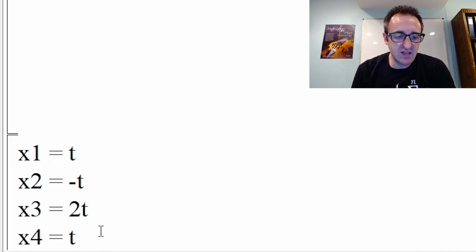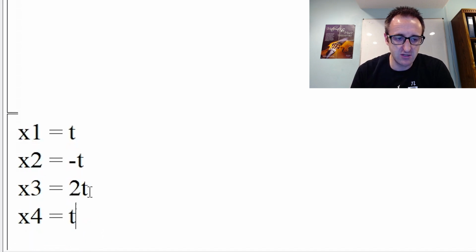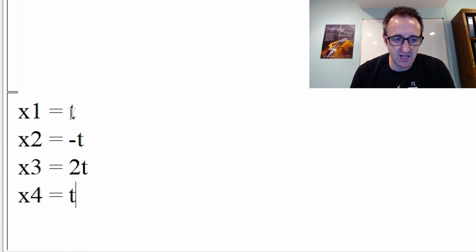If you notice, we've kind of cooked up a column vector with all these t's in it. If you factor the t out of that column vector, you find that your x vector has to be equal to t times the vector 1, negative 1, 2, 1.